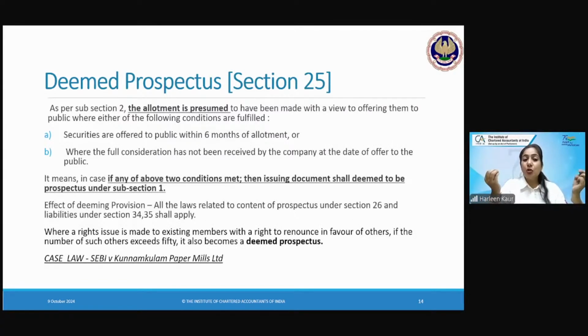But it says, subsection 2, number 1, the securities are offered to the public within 6 months of the allotment. Say, for example, on 1st October 2023, XYZ company has made an agreement with the issuing house that we want you to take up this work and issue a document for the sale to the public. Now, within 6 months, October, November, December, January, February, March, if the allotment of securities has happened, securities have been issued to the public, then it will be presumed that the intention of this document was to go to the public.